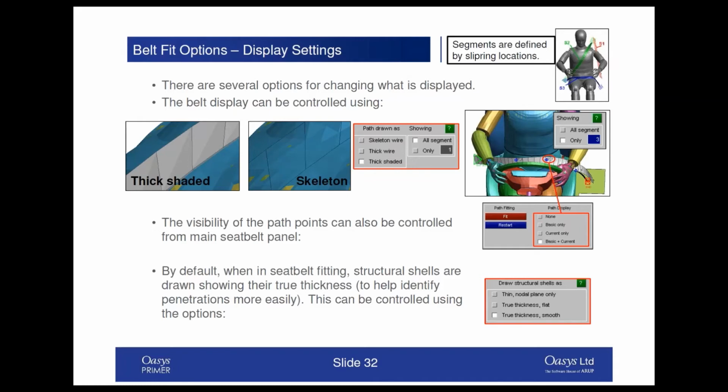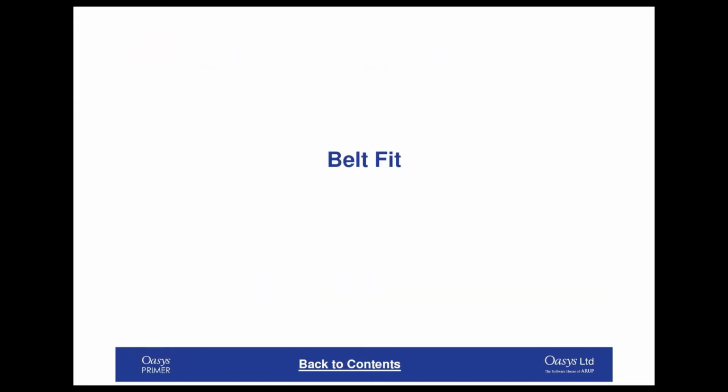So we've got a flat version and a smooth, and that's just the difference in how Primer treats the ends of the shell elements. So with smooth, it smooths out the edges to give a more realistic appearance. That's why it's the default. And I like to leave that on along with the thick shaded belt to really help identify any penetrations in my belt before and after the fitting process.